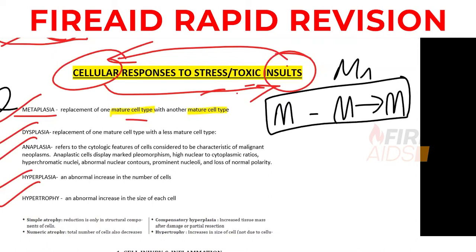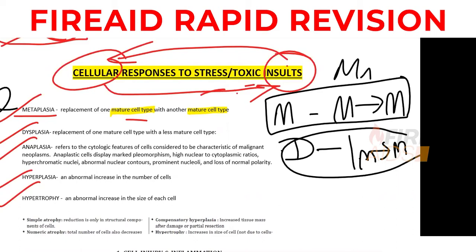Then comes dysplasia. Dysplasia is when a mature cell type is replaced by a less mature or immature cell type. So the immature cell type replaces the mature cell type.